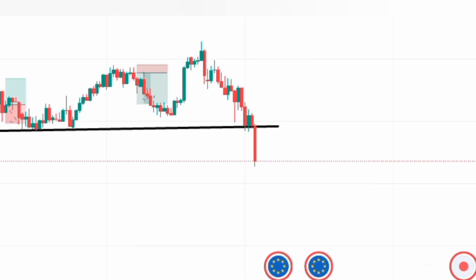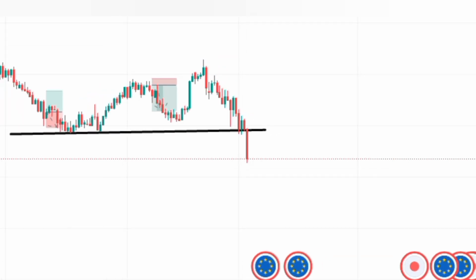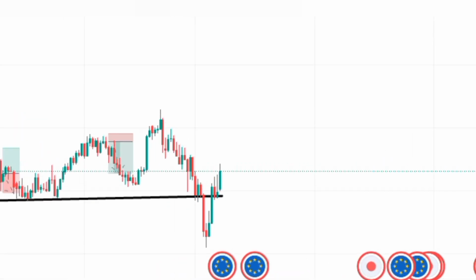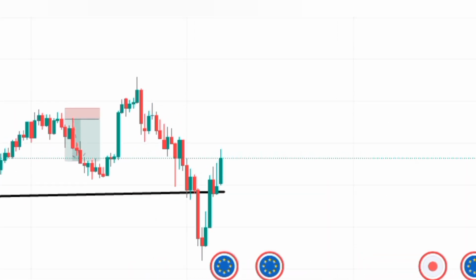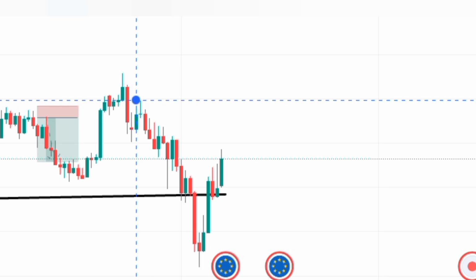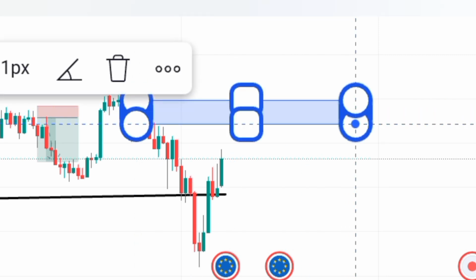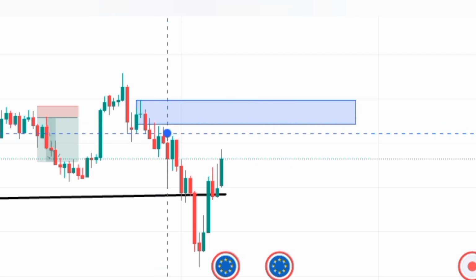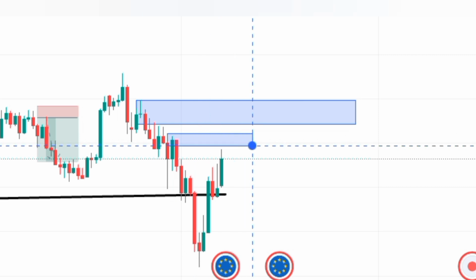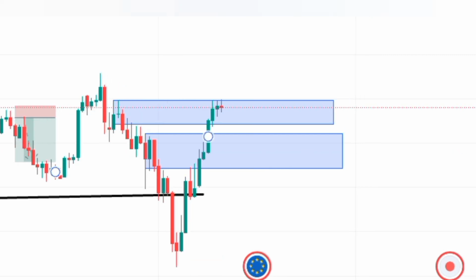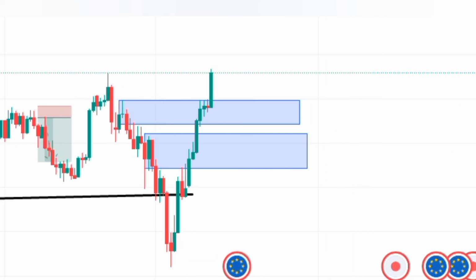So let's first see. After giving us some retracement, yes, the market has given us some retracement. We want to sell from premium. Okay, so after the market comes to our premium, that's when we want to sell. Yes, so let's see. As you can see, yes, the market is giving us some market structure shift.